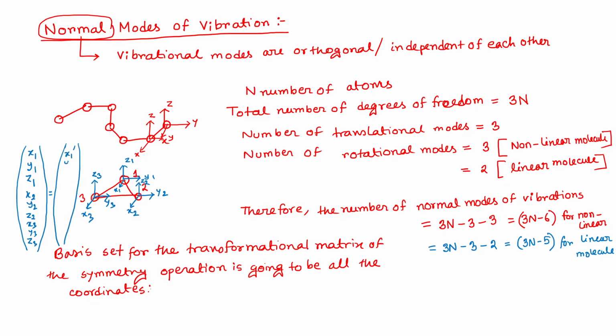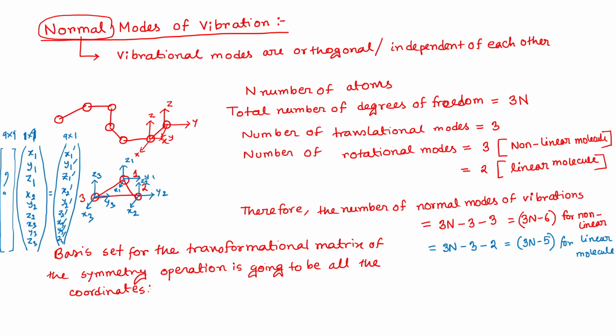X1 dash is going to be the transformed axis, right? So we need to find out what is going to be x1 dash, y1 dash, z1 dash, do you understand what I'm trying to say? X2 dash, y2 dash, z2 dash, x3 dash, y3 dash, z3 dash, and here is your transformation matrix that you need to find out, which is going to be a 9 by 9 matrix. Here it is 9 by 1, sorry, 1 by 9. I always make this mistake, and due to that you are going to get a 9 by 1 matrix.